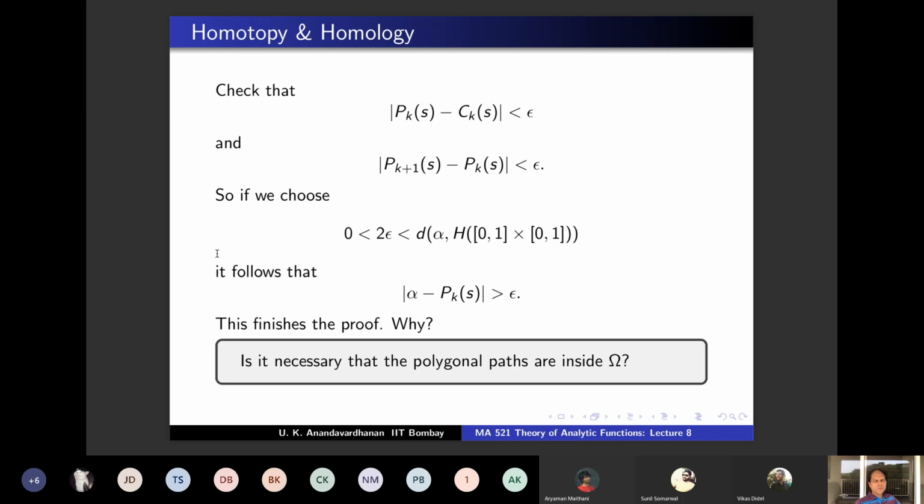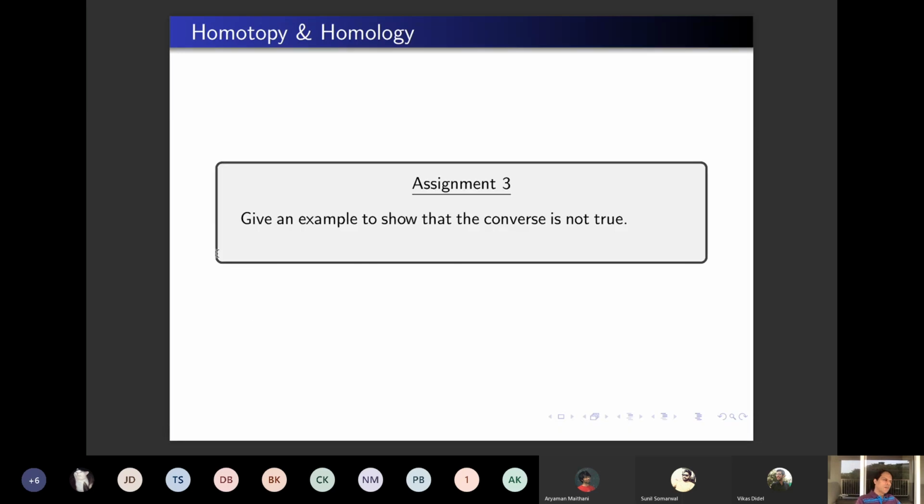Okay. So here is the assignment, and as I told you, the deadline is sharp noon, 12 o'clock tomorrow lunchtime. So what we have proved is homotopy implies homology. If two paths are homotopic to each other in omega, then they are homologous in omega. So is the converse true? I am telling you the converse is not true, which means there are paths that you can construct which are homologous but not homotopic.